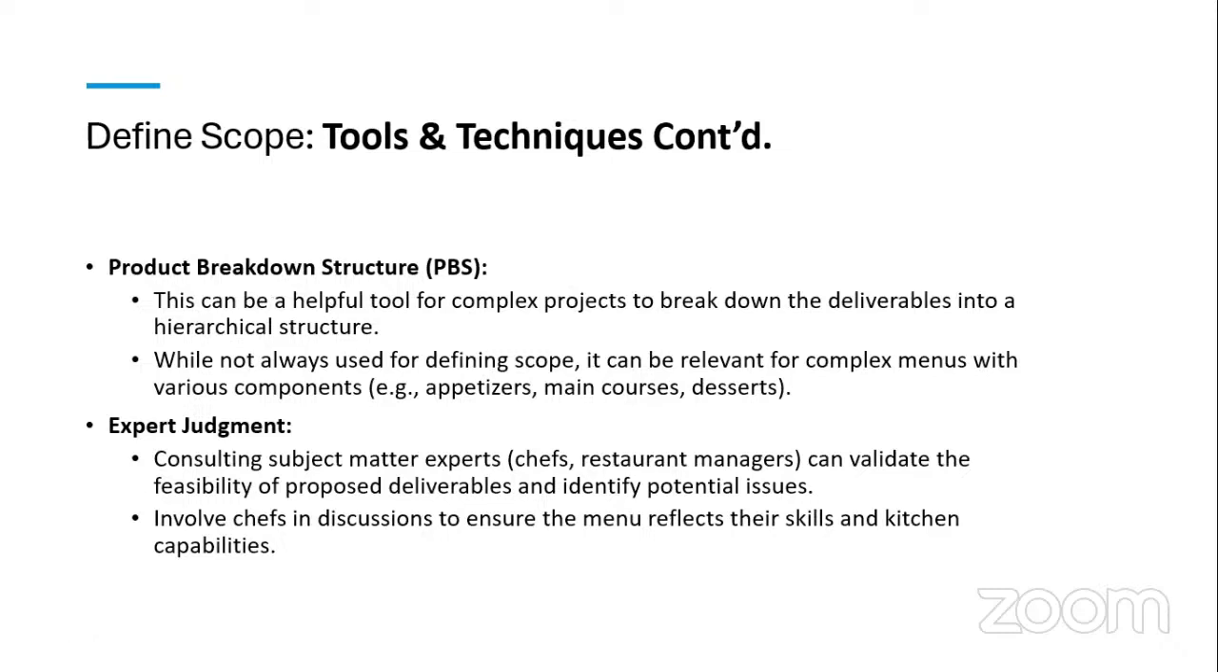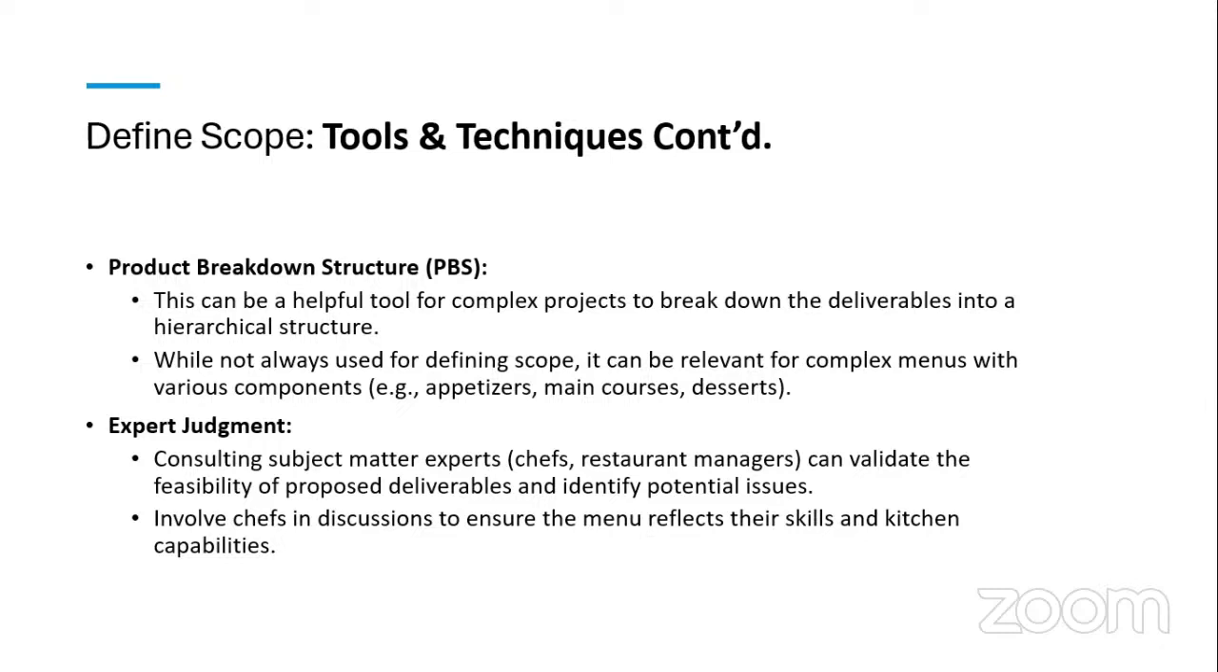Now you also need your product breakdown structure. In your product breakdown structure or product identification, you should be able to come up with exactly what expected product we want to see at the end of the day. This can be helpful for complex projects to break down the deliverables into a hierarchical structure. While not always used for defining scope, it can be relevant for complex menus with various components.